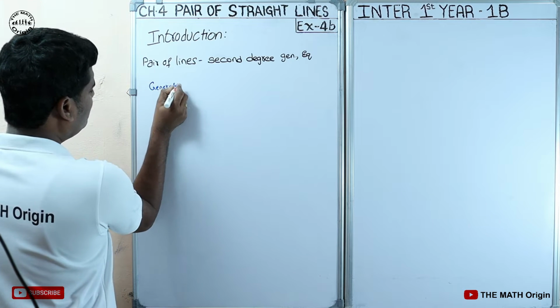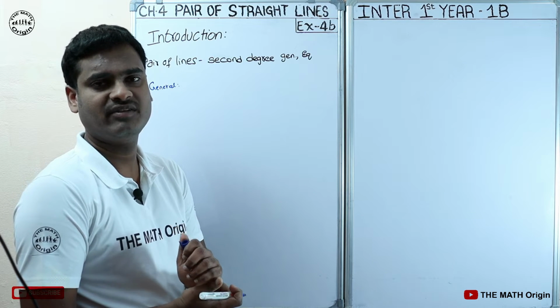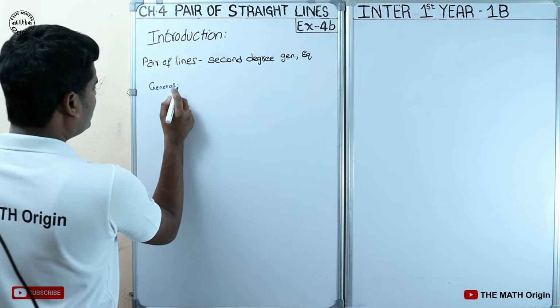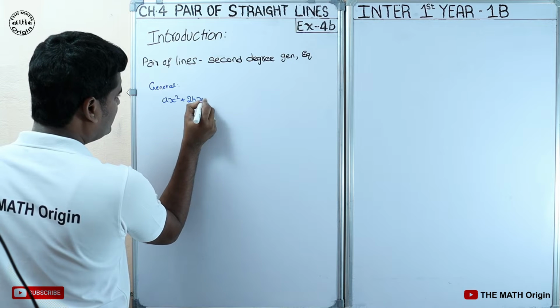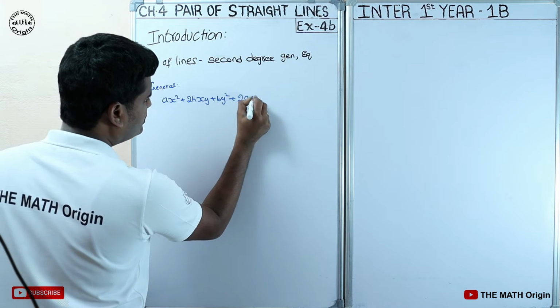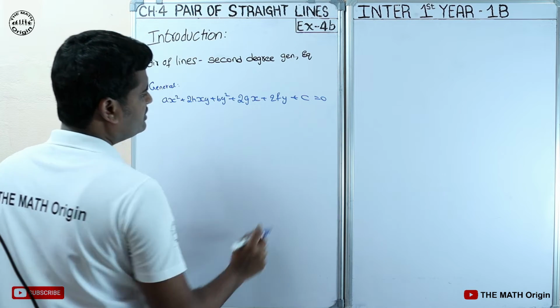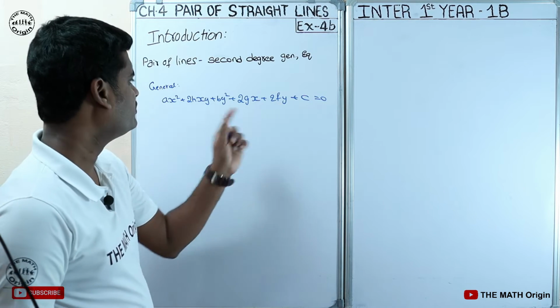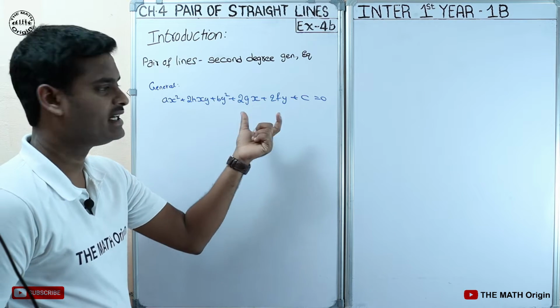In the first exercise we have learned about the general equation, which is ax square plus 2hxy plus by square. Here also we have the general equation ax square plus 2hxy plus by square plus 2gx plus 2fy plus c equals 0, where x and y are the variables of the given equation. This also represents the pair of straight lines.